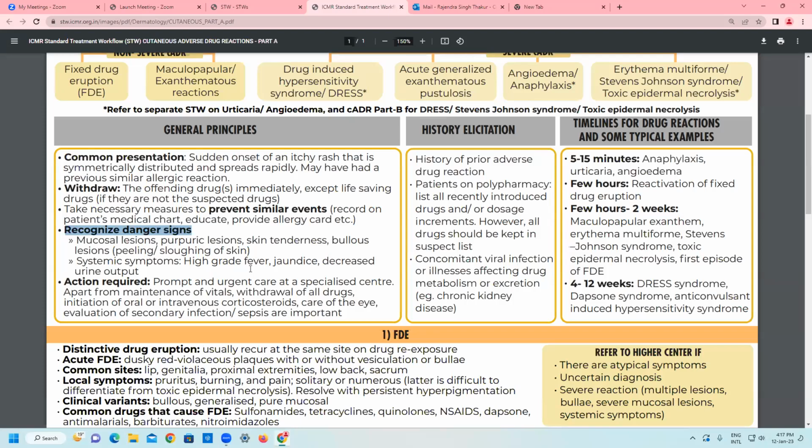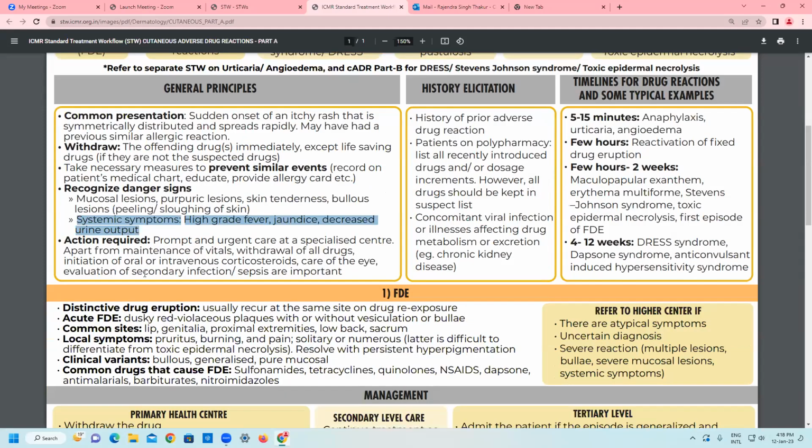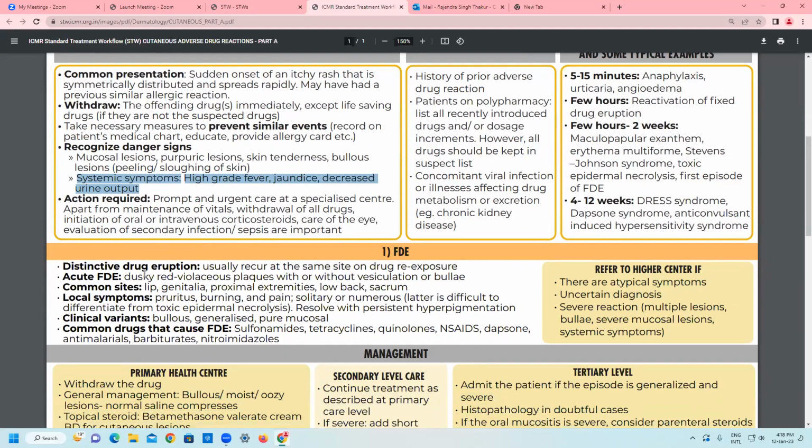Now, then the systemic symptoms. If the person is having, along with hepatitis or jaundice, high-grade fever and decreased urinary output, that means these are serious situations, and we have to further investigate and decide what specific type of drug reaction is happening, and one should accordingly address that. Now, I will come straight away to say, just for an example, how we have divided at primary care and secondary care.